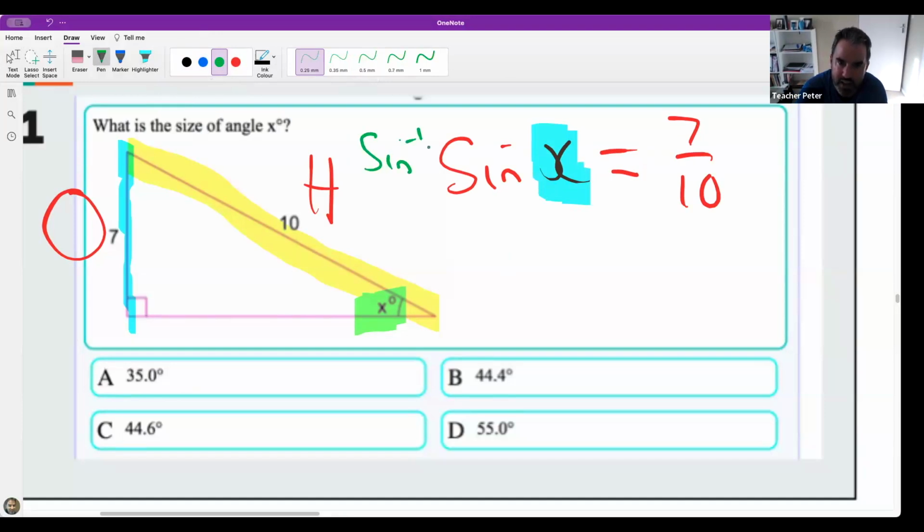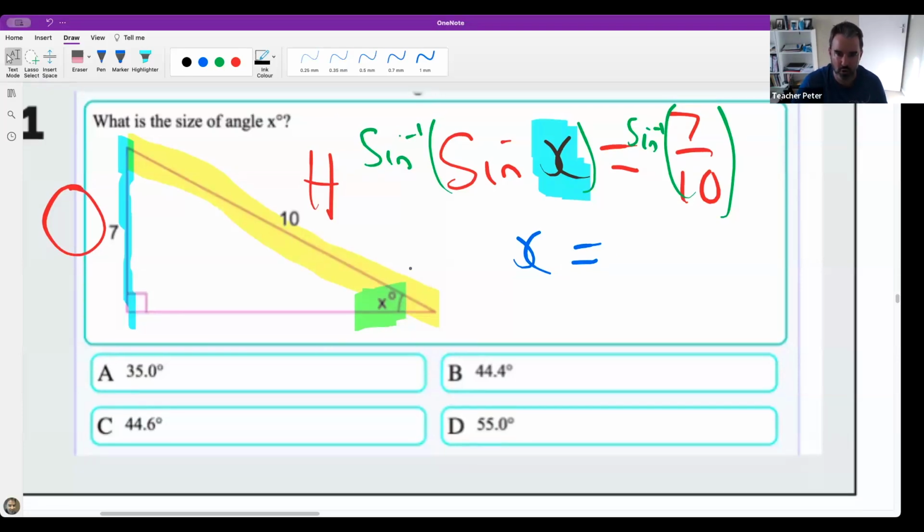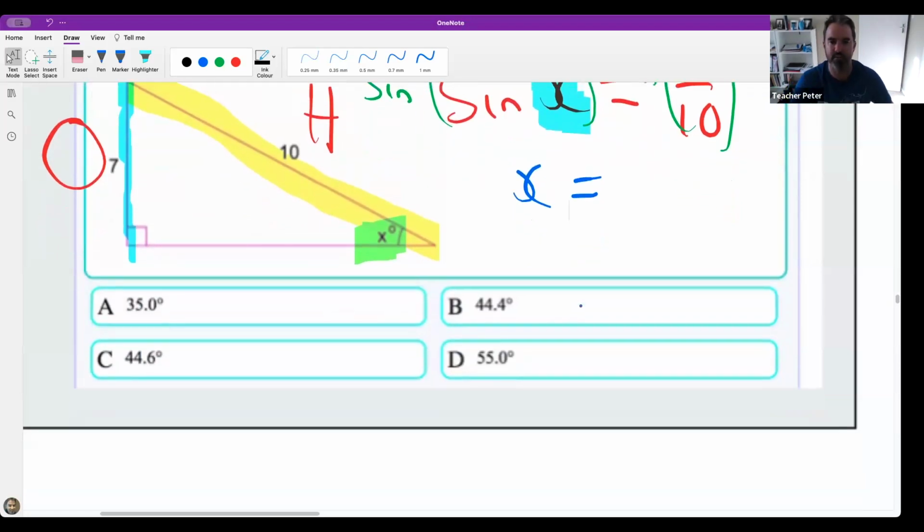So we apply inverse sine to this side, and we also apply inverse sine on that side. And if we do that, then we get the X all by itself. On our calculator, we just go shift sine, and you'll see the inverse or arc sine there. So I want you to work out, if you go shift sine and then fraction button 7 over 10, what answer should I choose? A, B, C, or D?